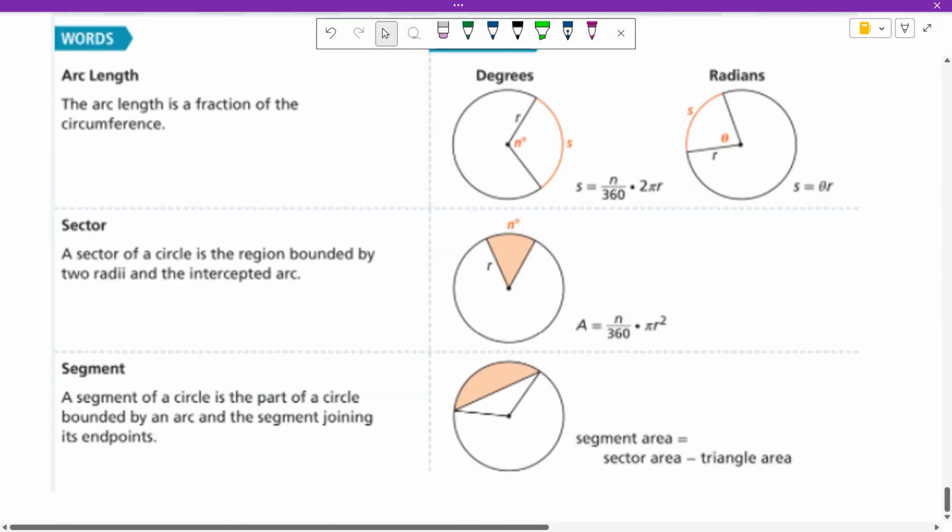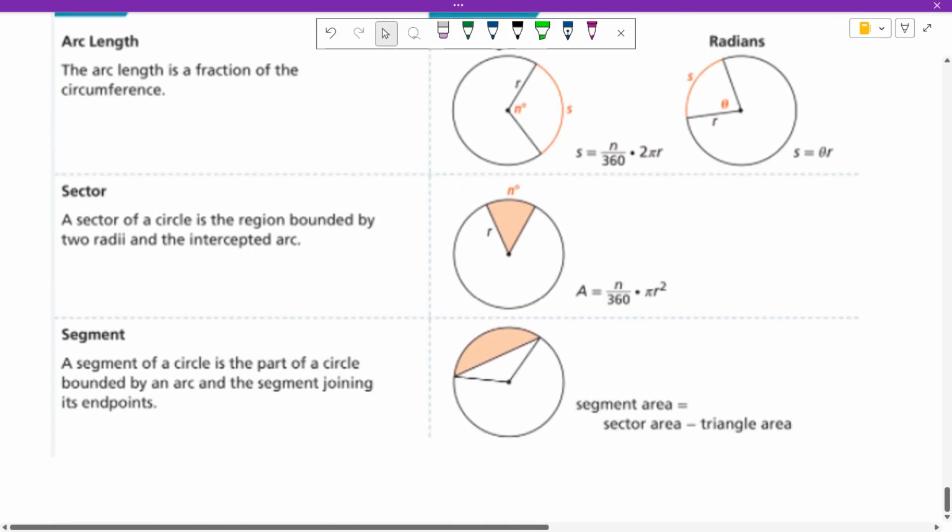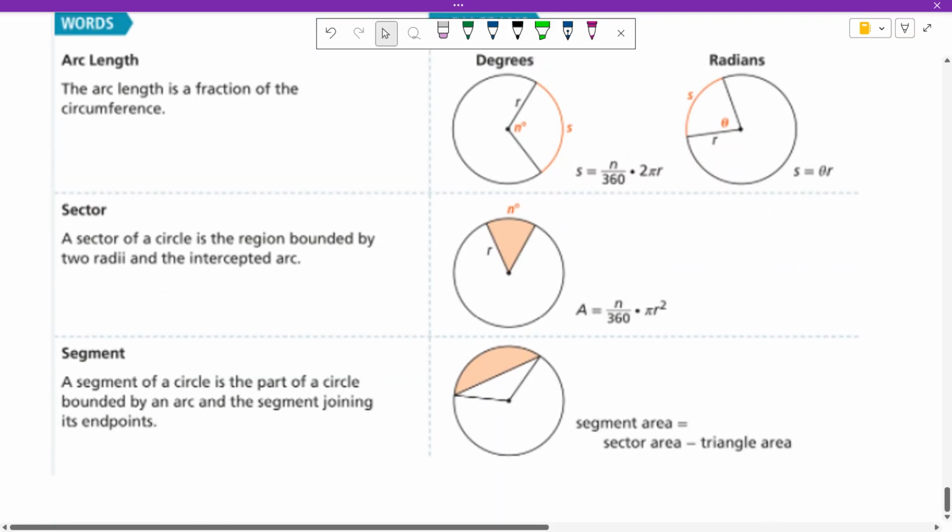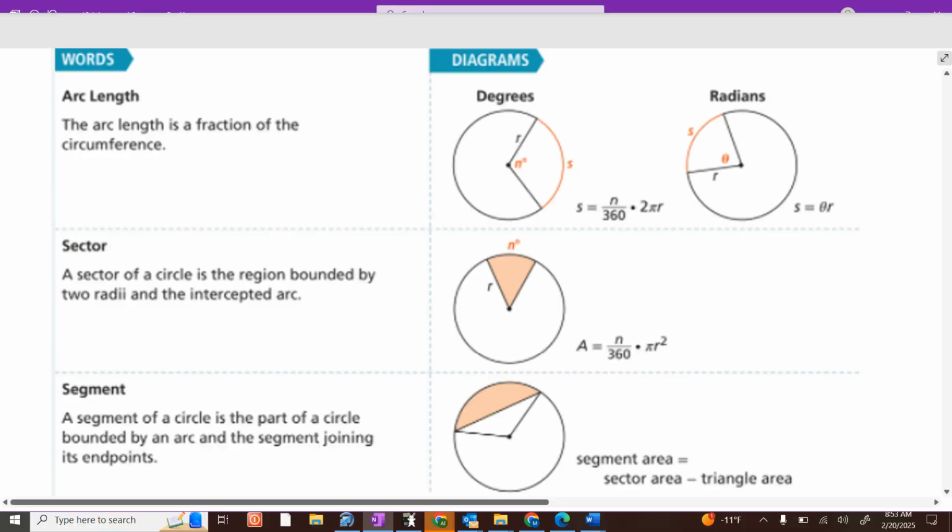Okay, lots of things going on today. Degrees, radians, sector area, arc length, the area of a segment. So, a lot going on. So, let me put out your assignment here.